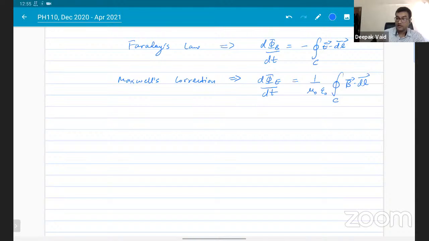So changing electric flux creates a magnetic field. Changing magnetic flux creates an electric field. And this is the basis of electromagnetic waves.